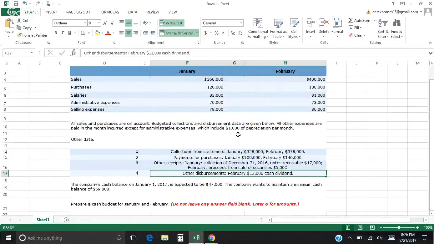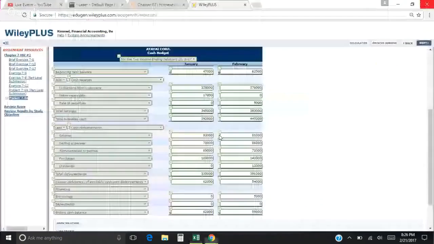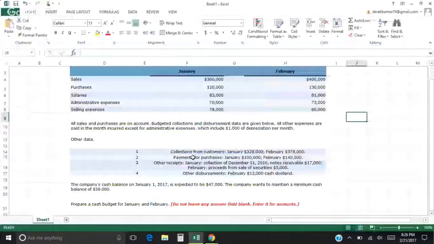The only thing we're going to exclude is always depreciation. You don't include that because that's not an actual outflow. That's more just an account to get things to their current value. So we take our administrative expenses minus 1,000, get 69,000 there. Purchases, this comes from the other data.